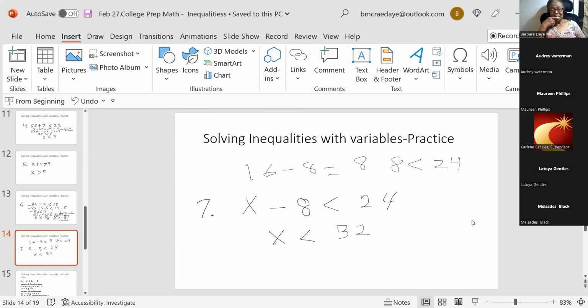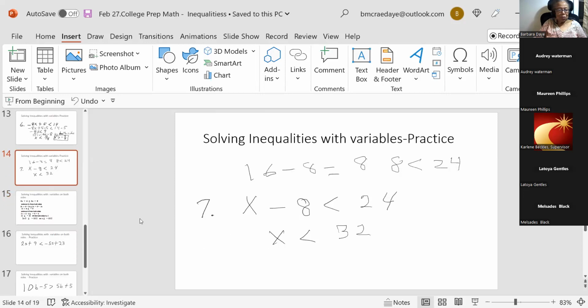Questions? Okay, that's how you can really test your inequalities. You put a number in here less than 32, and you'll get a number that's less than 24. 30 minus 8 is 22, less than 24. 32 minus 8 is 24. That's not less than, that's equal to 24. Remember the difference. 24 is not less than 24. 24 is equal to 24. Know the difference.